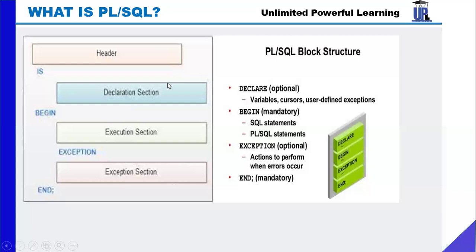So this is the normal block. The declaration section is optional. If you are using variables, you have to declare them. Otherwise, there is no point in declaring. Either you are declaring variables, or there is a beautiful concept called cursor. It is just like a cache. And if you have some user-defined exceptions, we can use them.